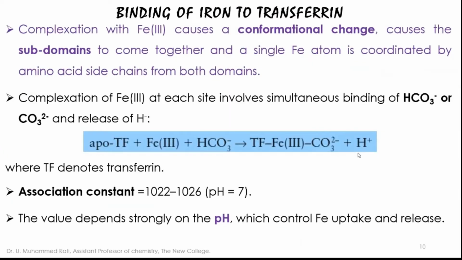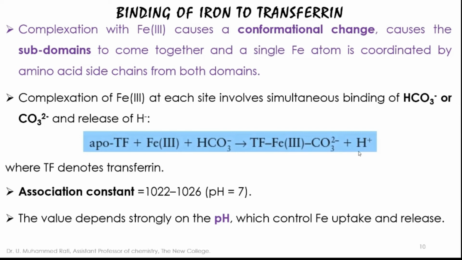Now we will see how the binding of iron takes place. Once the Fe3+ comes inside the protein, there will be a conformational change in the subdomains so that they make some space for the iron to come and sit inside. And when this iron comes, it alone is not enough. Along with it, the bicarbonate or carbonate should also be present, which is shown in this reaction. That is apotransferrin, transferrin without an iron, and iron is going to come to it. A bicarbonate is there, and we form transferrin, that is transferrin with iron 3 and carbonate, and H+ has gone.